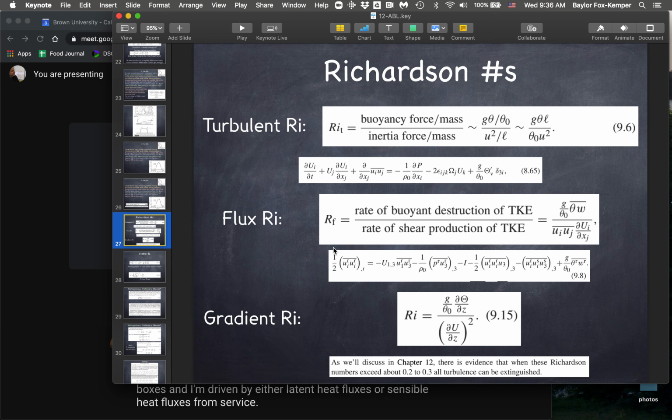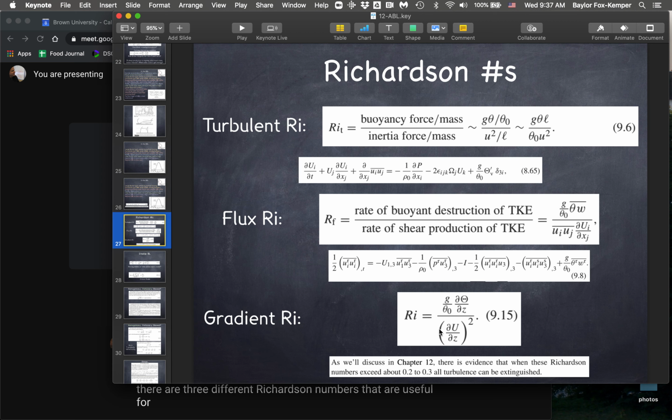One way to think about the balance between advection or inertial forces, the Reynolds stresses and the shear production that tend to produce turbulence from shear, and these buoyancy forces, which during the daytime tend to accelerate the amount of turbulence, but during the nighttime reduce the amount of turbulence, is to think of the Richardson number. There are three different Richardson numbers that are useful for thinking about a turbulent boundary layer.